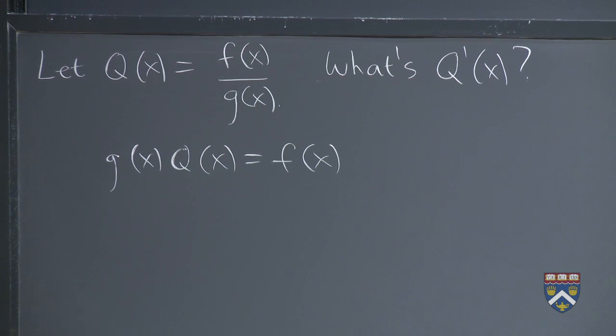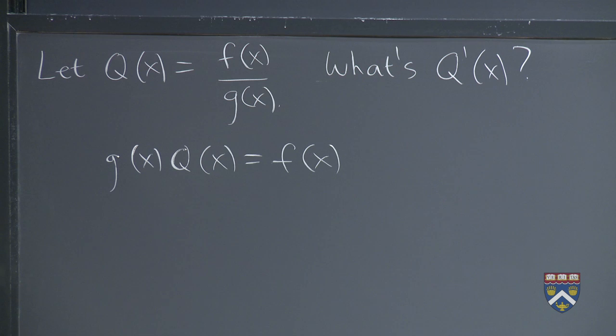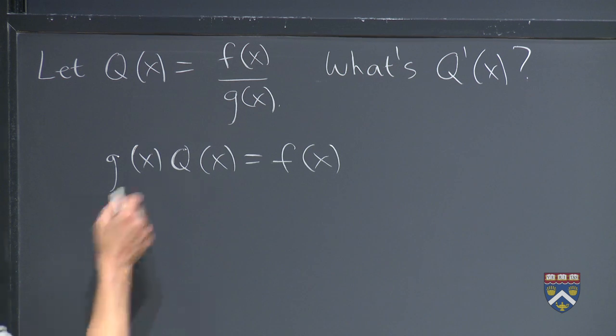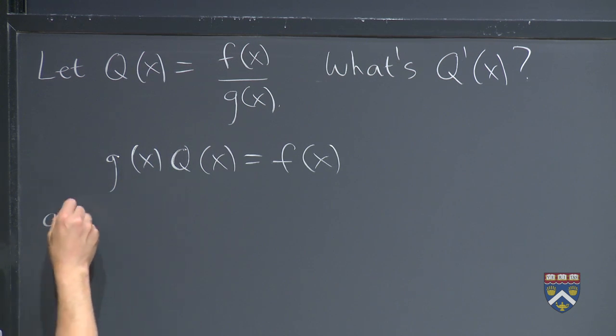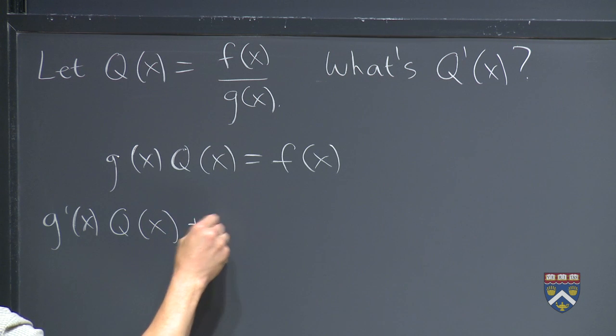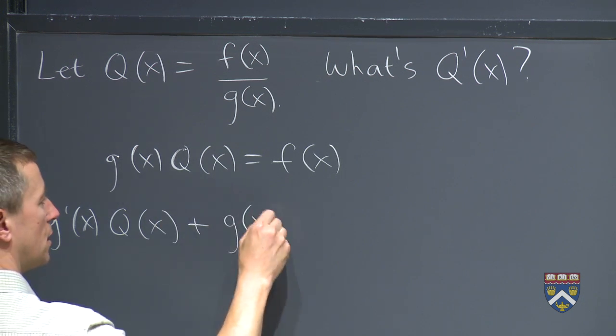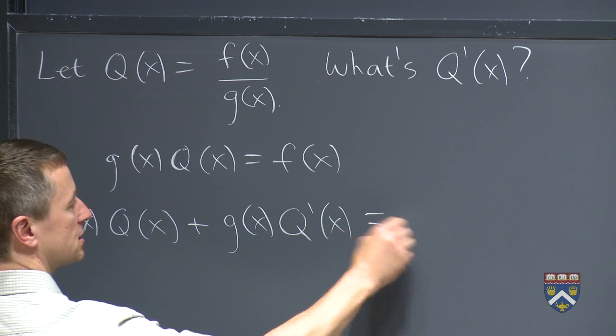And now I can take the derivative of each side. And on this side, I'm going to use what we just figured out, the product rule. This is very nice. So on this side, when I take the derivative, product rule says take the derivative of one piece. So say we take the derivative of g of x, multiply that by q of x. Then we leave the g of x alone. And we take the derivative of q of x, which is called q prime of x.